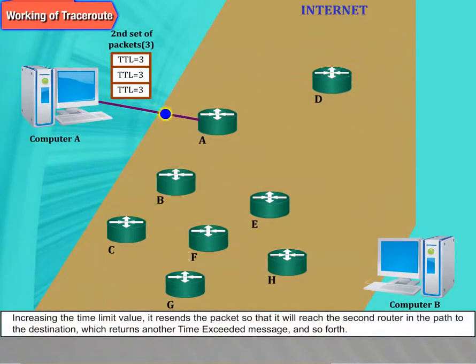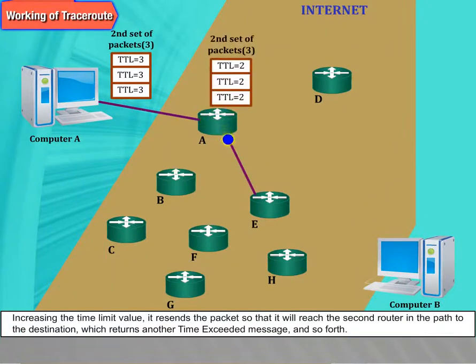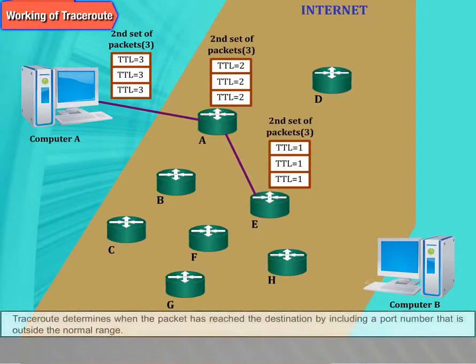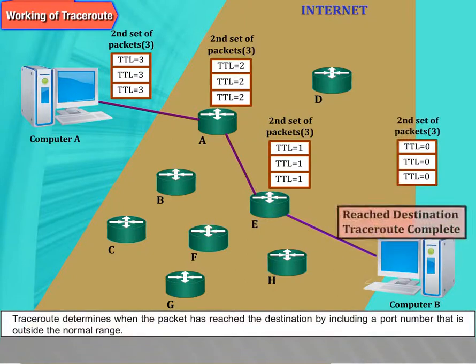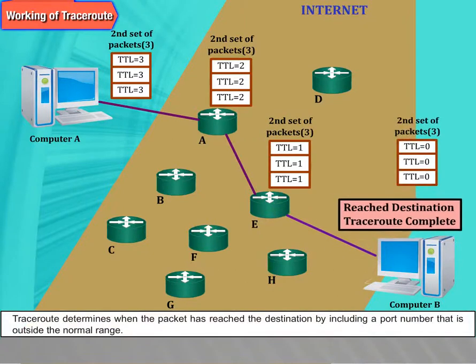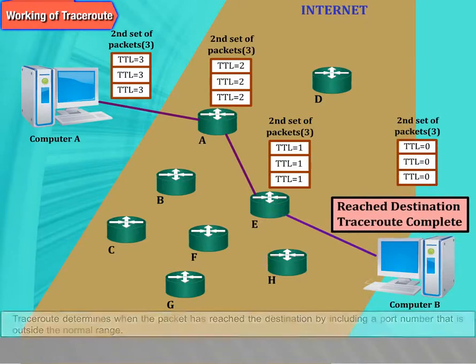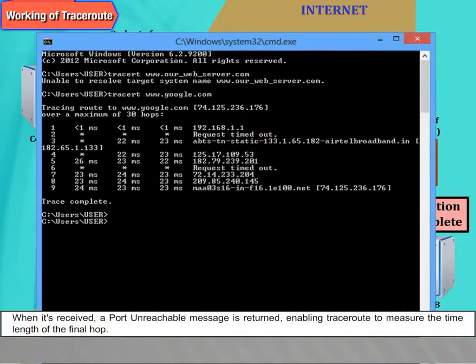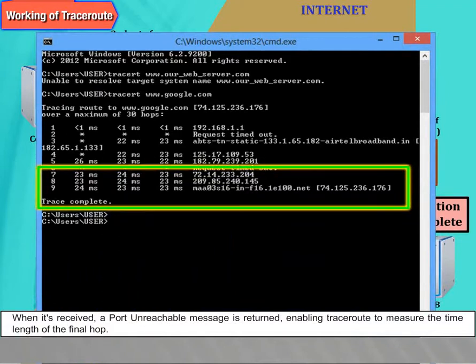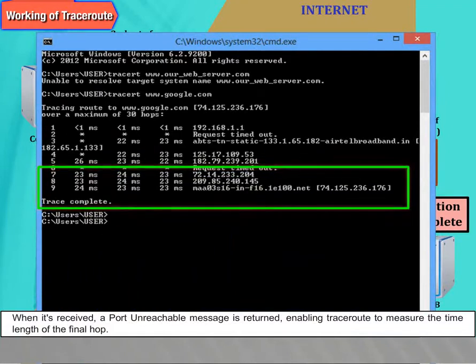Increasing the time limit value, it resends the packet so that it will reach the second router in the path to the destination, which returns another time exceeded message and so forth. Traceroute determines when the packet has reached the destination by including a port number that is outside the normal range. When it is received, a port unreachable message is returned, enabling Traceroute to measure the time length of the final hop.